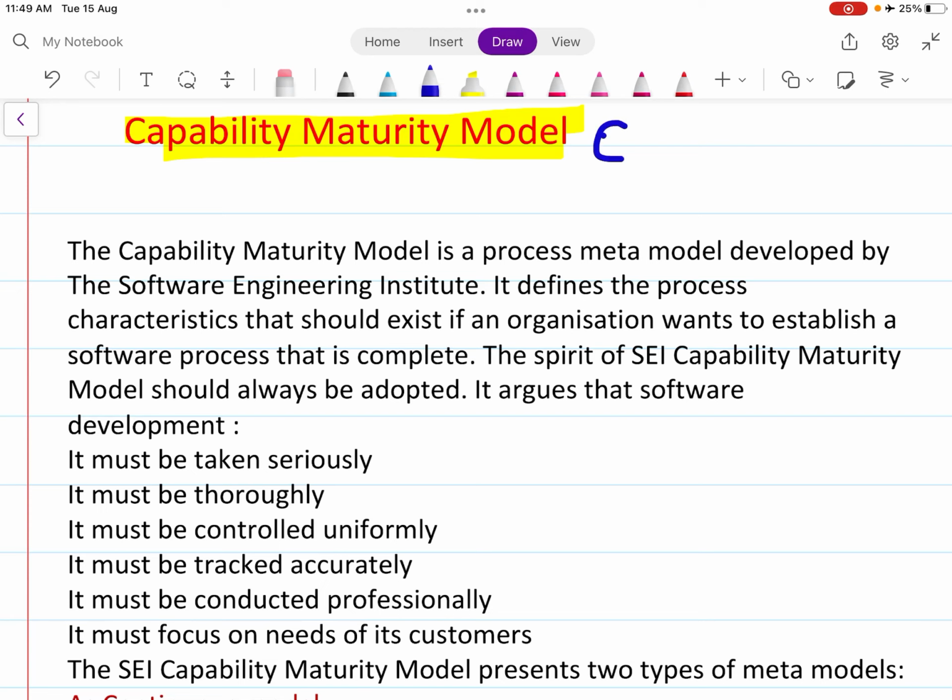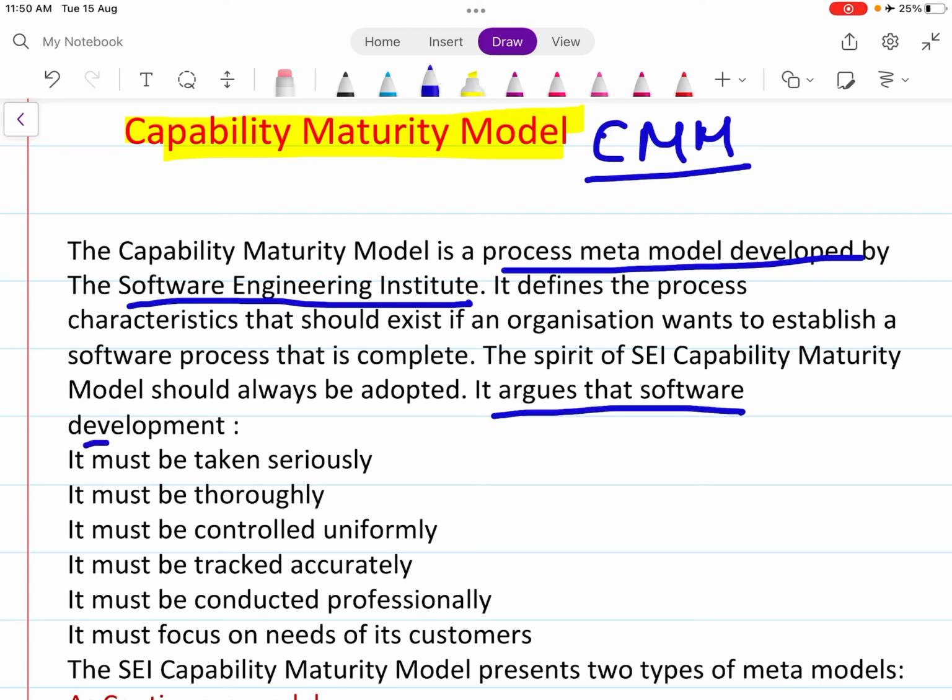Next part is the Capability Maturity Model, CMM. The Capability Maturity Model is a process meta model developed by the Software Engineering Institute. It defines the process characteristics that should exist if an organization wants to establish a software process that is complete. The spirit of the Software Engineering Institute Capability Maturity Model should always be adopted.